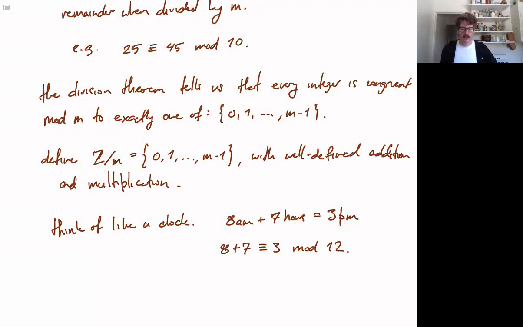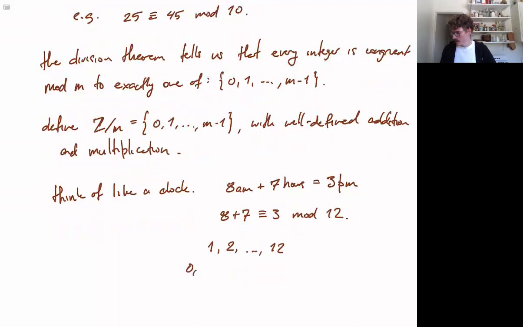And maybe just to point out the slight difference, when you're talking about a clock, you normally use 1, 2, up to 12 instead of 0, 1, up to 11, but it essentially works the same. You could change this set out for some other set and still have it work, but we just use this one for uniformity and convenience.